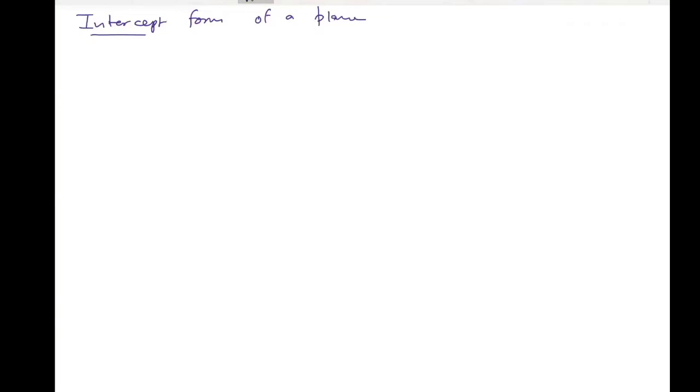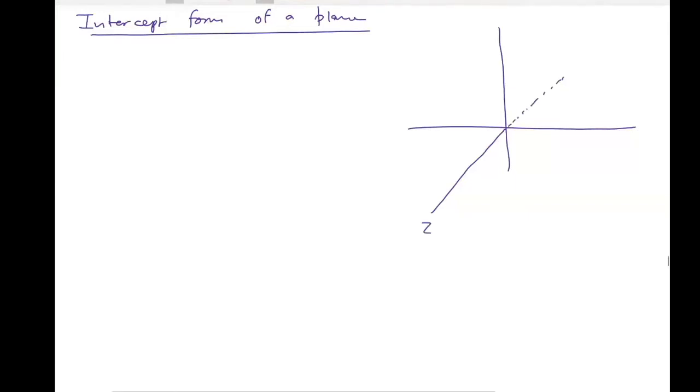See, what is intercept? Suppose we have a plane. This is z-axis and this is negative z-axis. This is x-axis, this is y-axis. I'm taking a plane. Let's say this is the plane. See, this is intersecting x-axis at A, intersecting y-axis at B, and intersecting z-axis at point C.